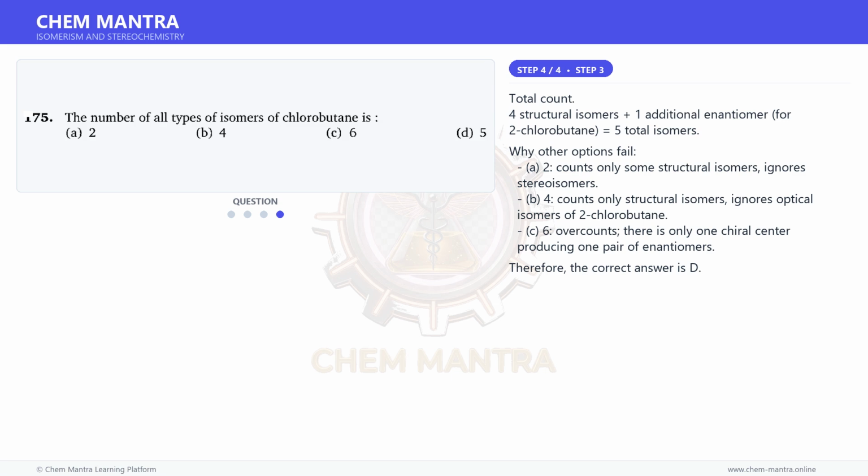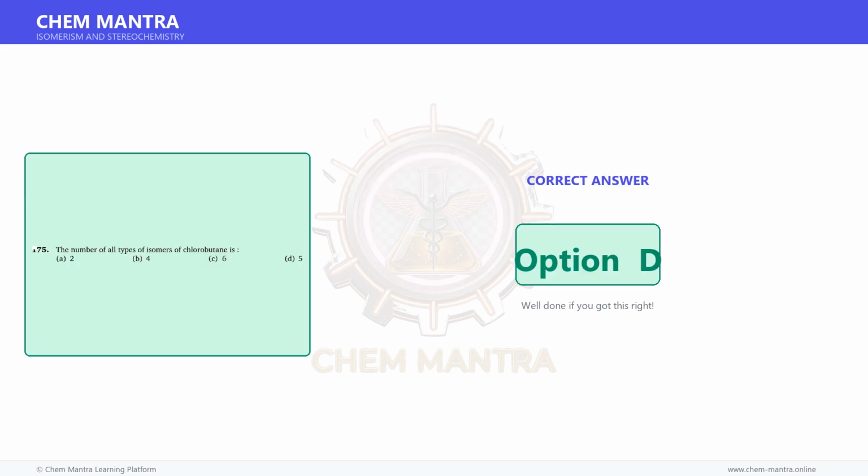Why do the other options fail? A, 2, counts only some structural isomers and ignores stereoisomers. B, 4, counts only structural isomers and ignores the optical isomers of 2-chlorobutane. C, 6, overcounts; there is only 1 chiral center producing 1 pair of enantiomers. Therefore, the correct answer is option D.